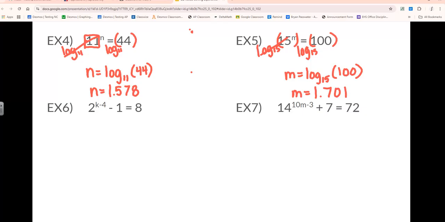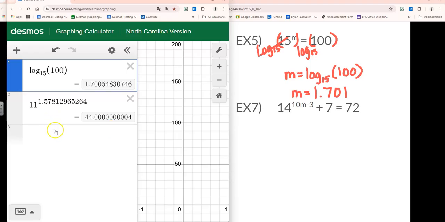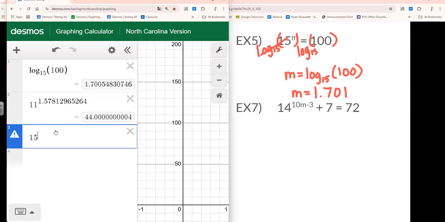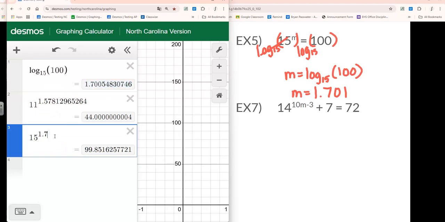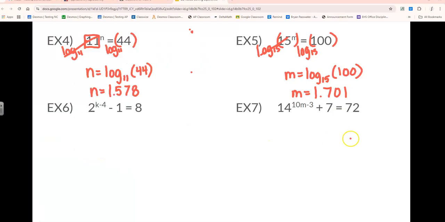And there's my answer. Now, if you use the rounded version of that answer to check, if I do 15 to the 1.701, it's going to be close but not exact. If you copy and paste the whole thing, you'll get much closer. It's going to be off just a hair because these are irrational numbers that go on forever. Even this number that they're giving you, the calculator has rounded it off. It actually goes on further than that. But it'll be plenty close enough for what we need to do in this class.